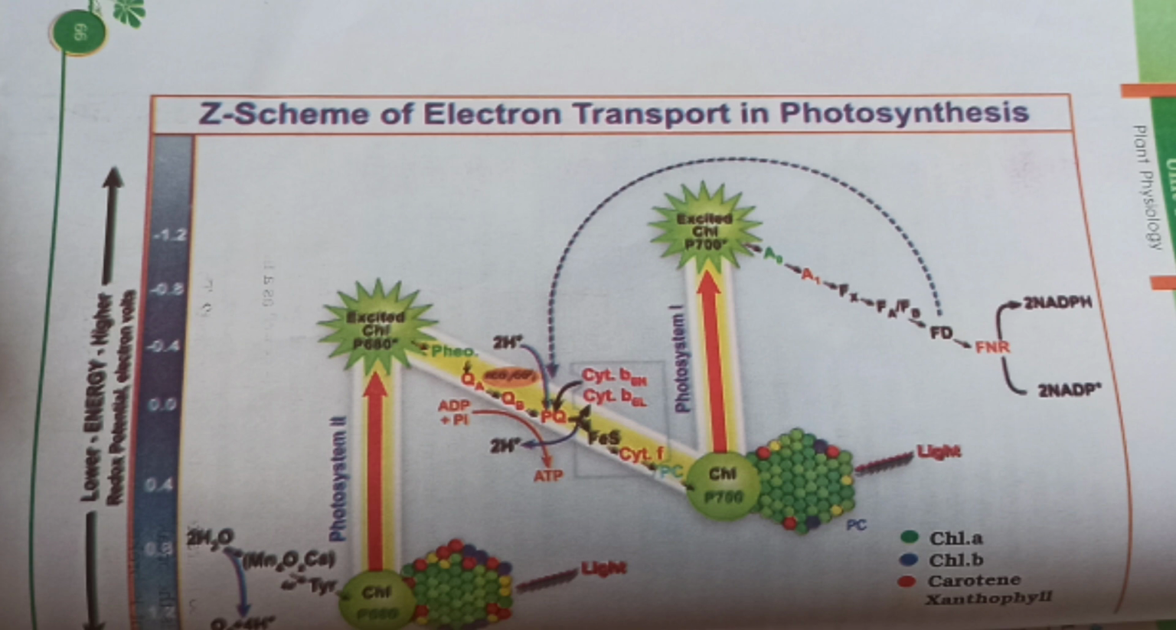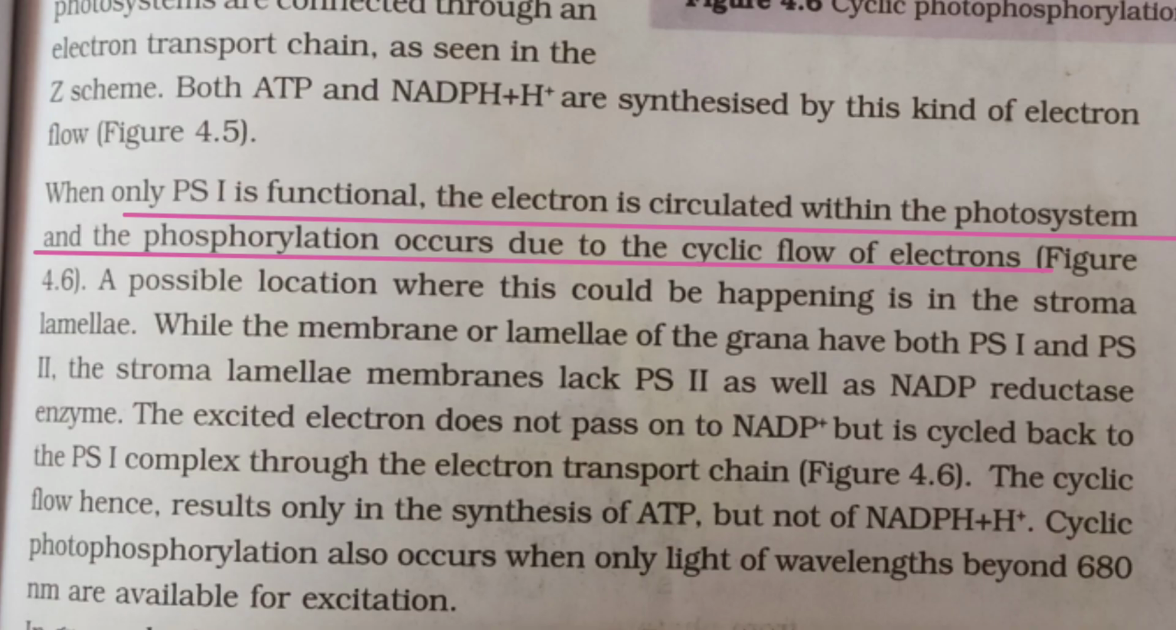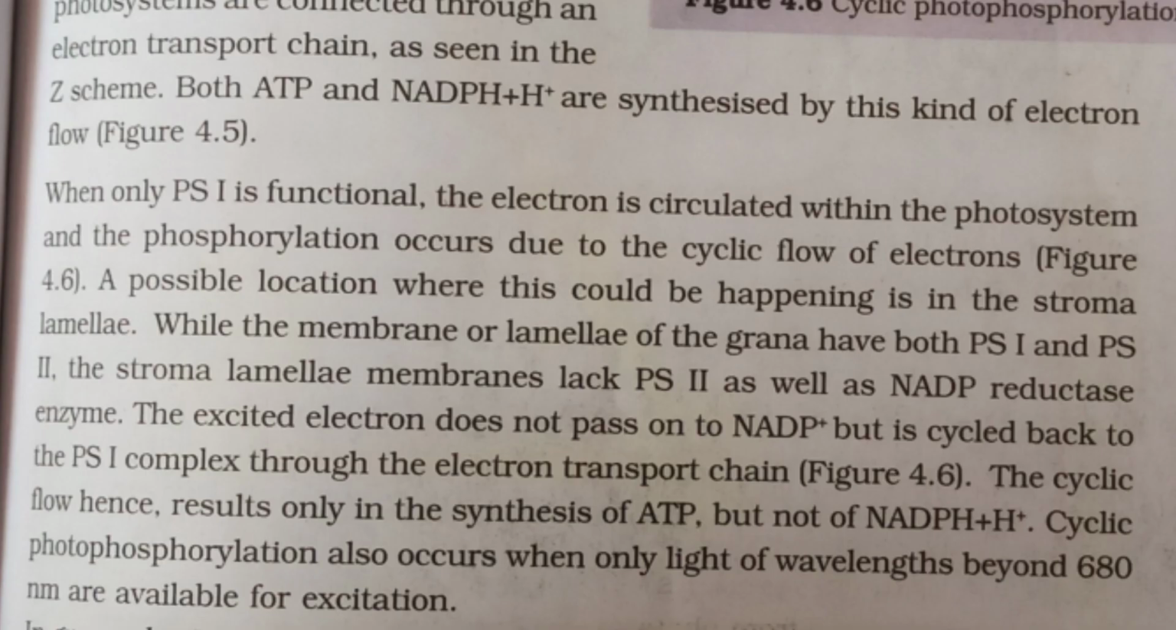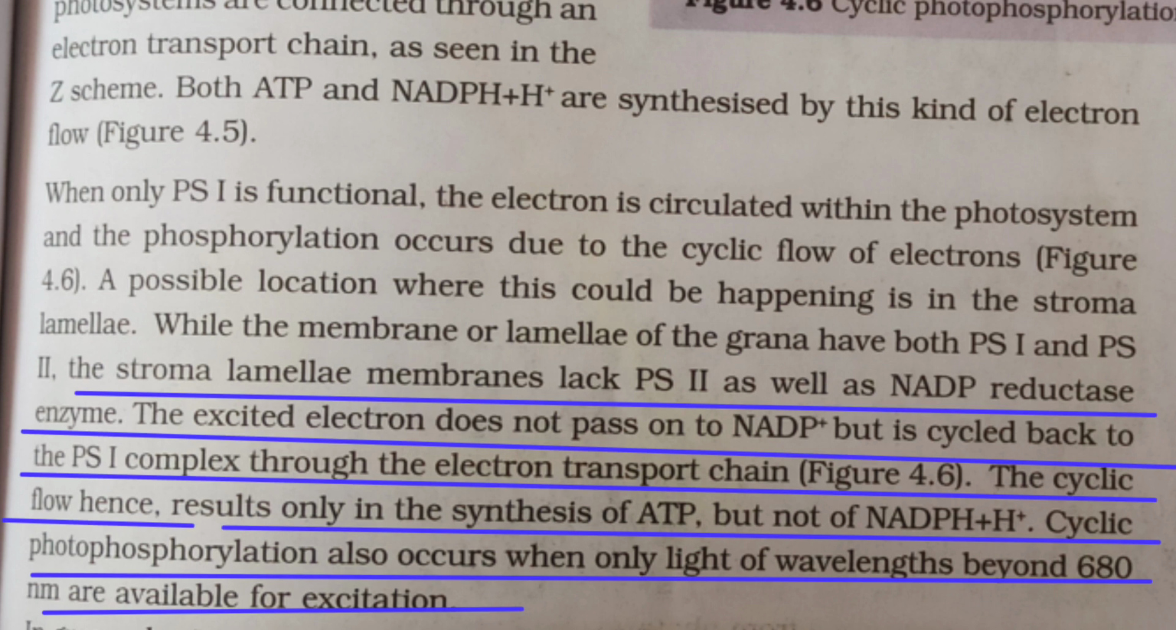In cyclic photophosphorylation, only PS1 is functional. The electron is circulated within the photosystem and the phosphorylation occurs due to the cyclic flow of electrons. A possible location where this could be happening is the stroma lamellae, while the membrane of the lamellae of the grana have both PS1 and PS2. The stroma lamellae membranes lack PS2 as well as NADP reductase enzyme.